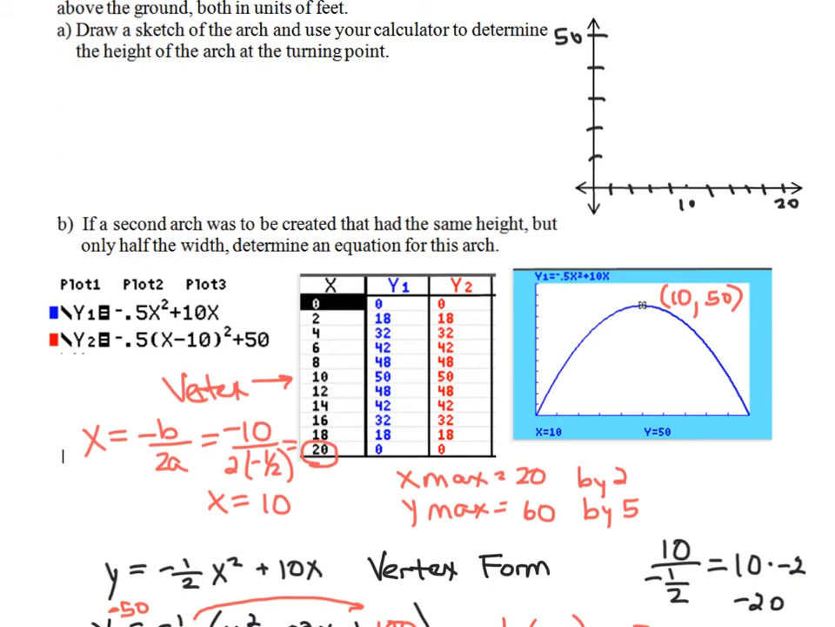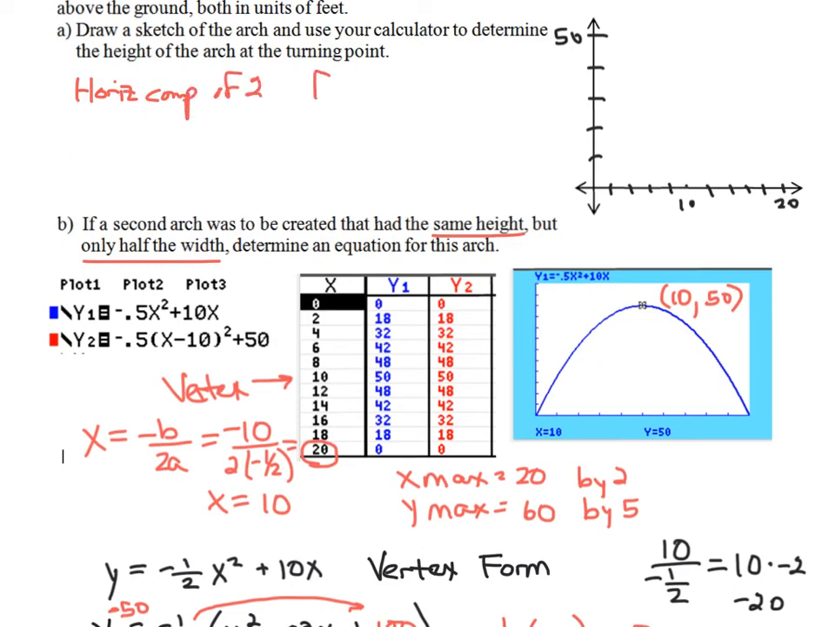This now says if a second arch was to be created that had the same height but only half the width, determine an equation for this arch. Now what we notice is that to keep this same height, I'm not going to make any change in my y direction, no vertical changes. Instead, I'm going to change it by half the width. Remember that half the width means that what we're going to do is a horizontal compression of 2.